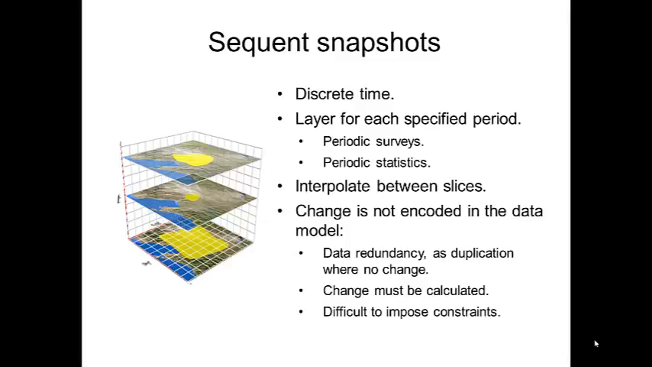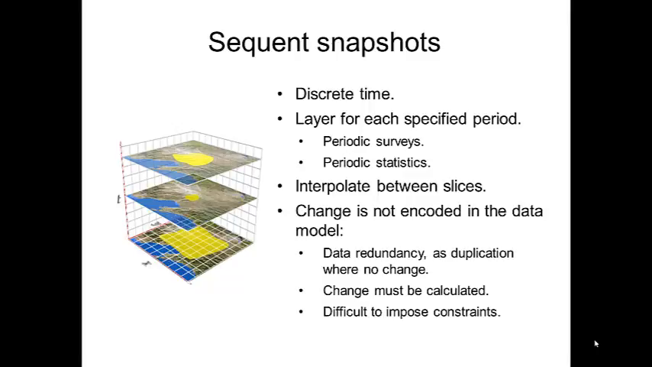Sequential snapshots. In many ways, this is the simplest model of time, or one of the two simple models of time. Time is discrete in this model because what you're doing is having one layer for a time period. Very straightforward. One layer for each specified time. So here we go, we've got our XY map, and we've got one layer for each time, so we change through time.